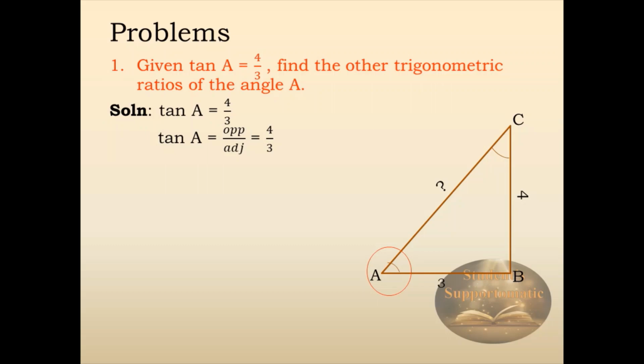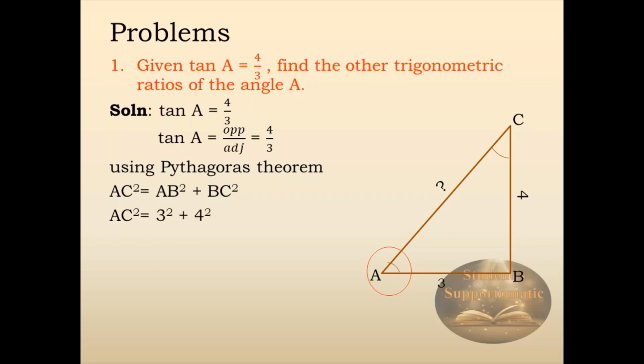Now we need the value of the hypotenuse side. To find it, we will use the Pythagoras theorem. You are all familiar with the Pythagoras theorem. That is, the square of the hypotenuse is equal to the sum of the squares of the other two sides. So AC square is equal to AB square plus BC square. What is AB? AB is 3, so 3 square, and BC is 4, so 4 square.